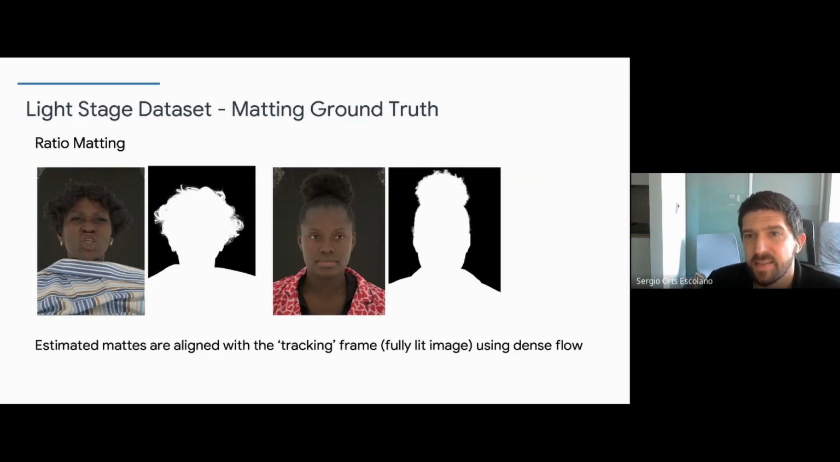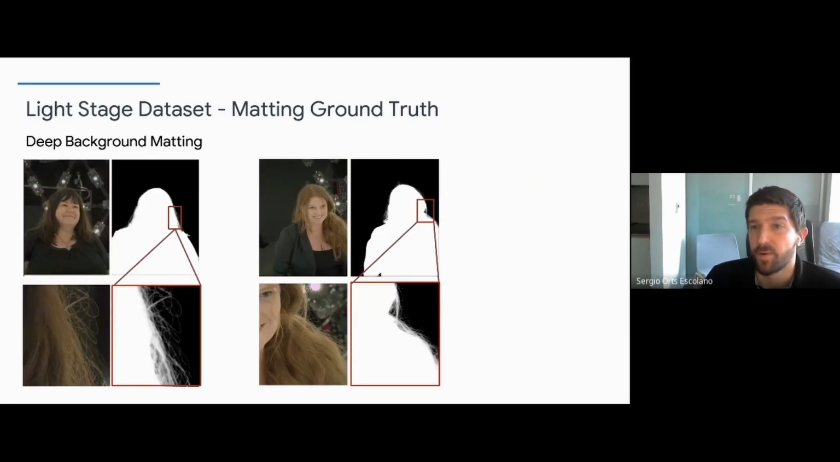Additionally, to generate this pair of aligned images, we have to perform dense flow estimation, aligning the alpha matte together with the fully lit image, also known as the tracking frame. Again, this is only for the two frontal views of the light stage. For the other views, the background behind the subject may be cluttered with lights, cameras, and cabling, as you can see here in this slide.